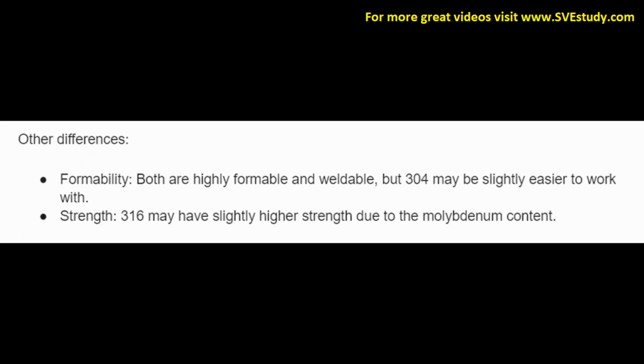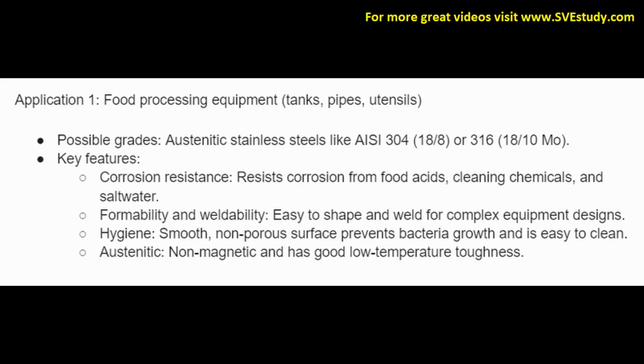Other differences. Formability. Both are highly formable and weldable, but 304 may be slightly easier to work with. Strength. 316 may have slightly higher strength due to the molybdenum content. Application 1. Food processing equipment, tanks, pipes, and utensils. Possible grades. Austenitic stainless steel, like 304 or 316.